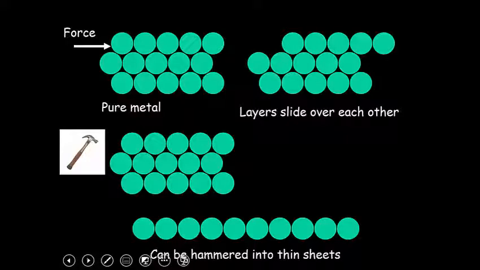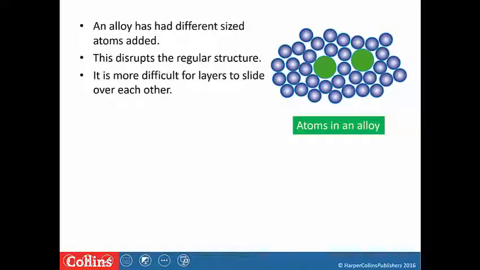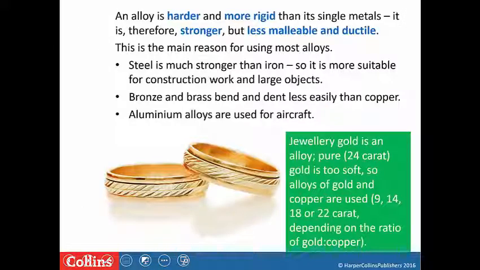Okay, so if we apply a force, you can see the layers can start to pass over each other, and if we hammer it, therefore, we can hammer it out into thin sheets or pull it out into wires. And the alloy has had different size atoms added, which disrupts the structure and makes it more difficult for the layers to slide over each other. So it's much more difficult to flatten it out. It's harder and more rigid than its single metals, which means it's stronger but less malleable and ductile. So that's the reason we use most alloys.